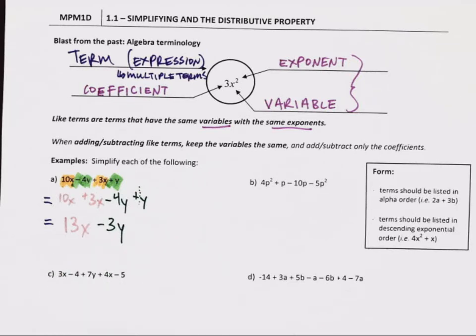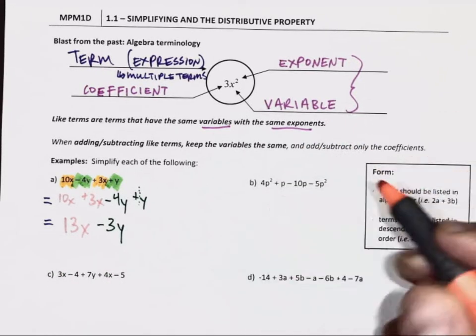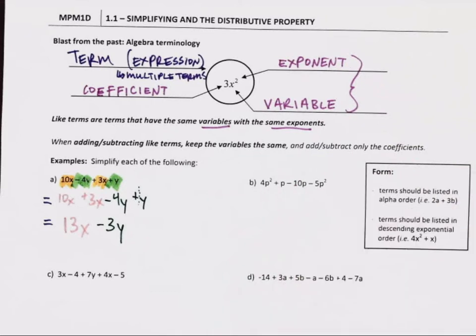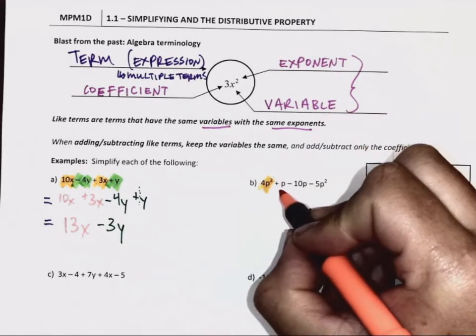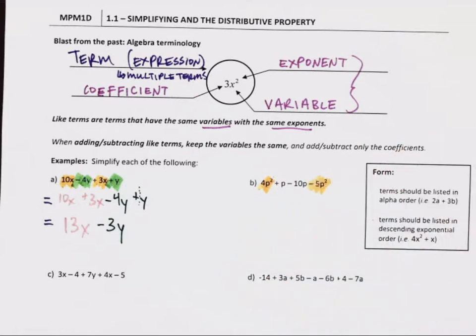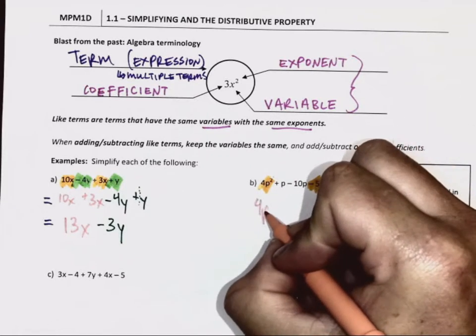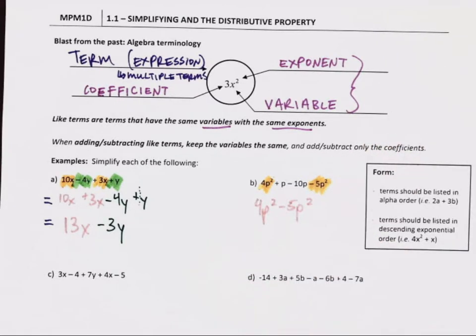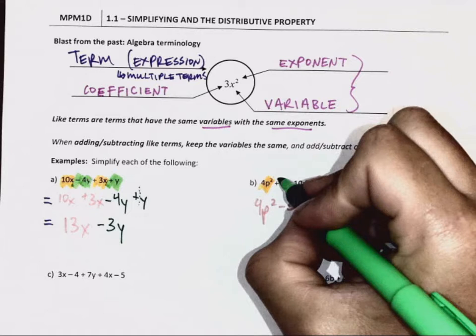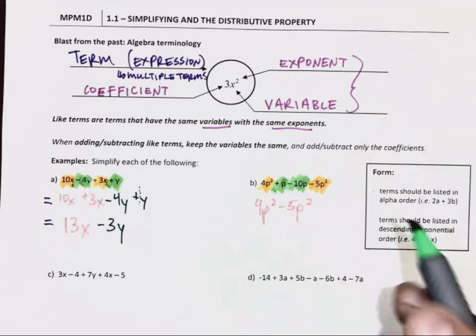So let's see that again. Here, they have the same variable but a different exponent. P squared, so I'm only going to add or subtract the p squares. There they are. Again, if I rearrange, I have 4p squared, take away 5p squared, p, take away 10p.